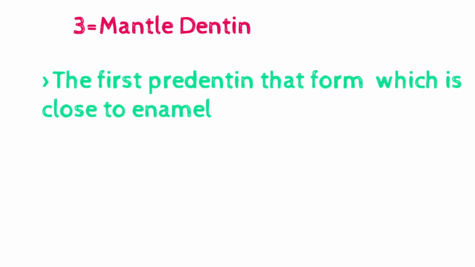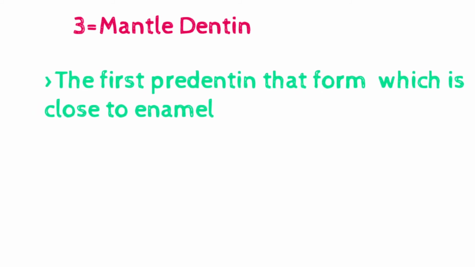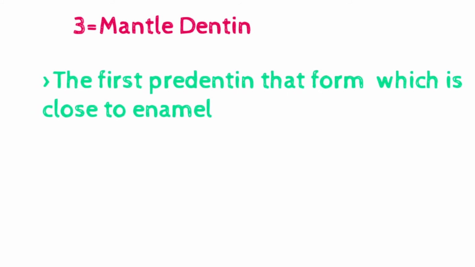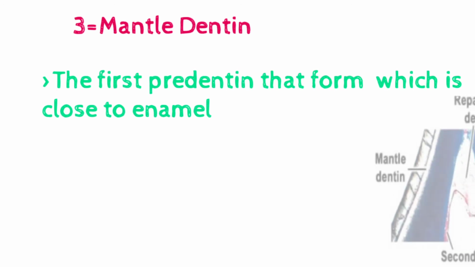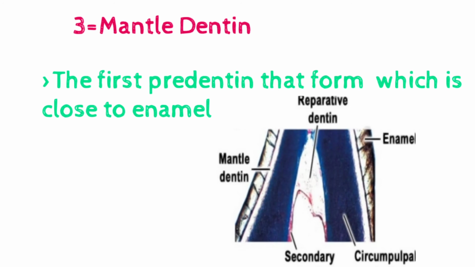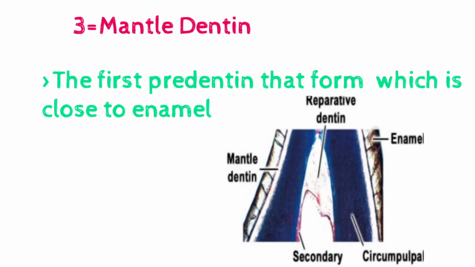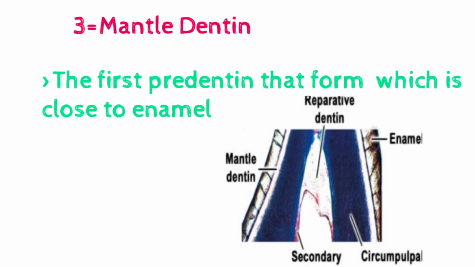The third is the mantle dentin. This is the first predentin that forms, which is close to the enamel. Meaning the first dentin which is close to the enamel is known as mantle dentin. Look at this diagram. There is the enamel in yellowish color, and then the white is the mantle dentin below the enamel.